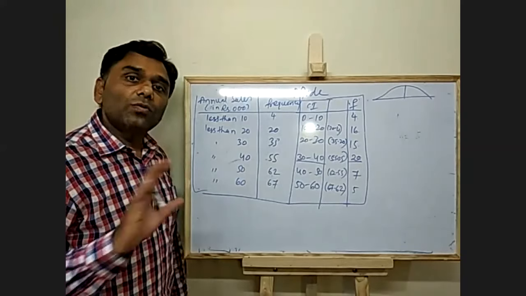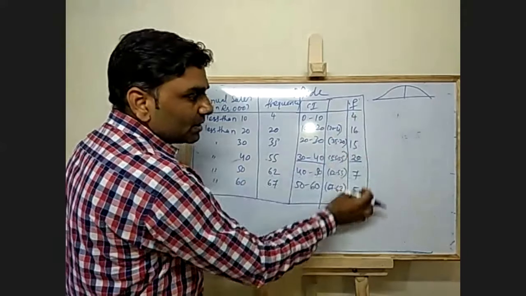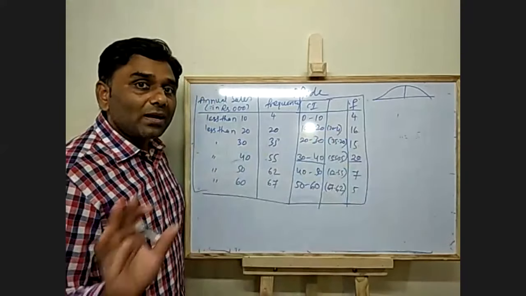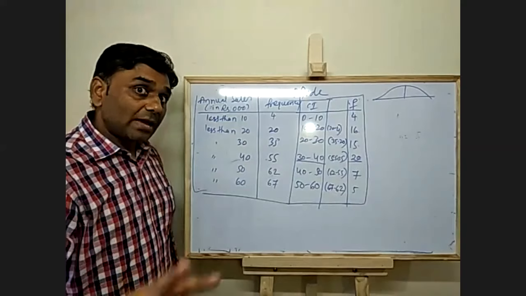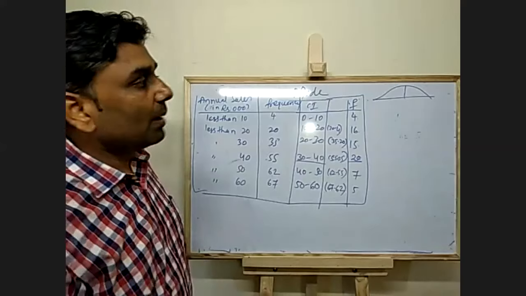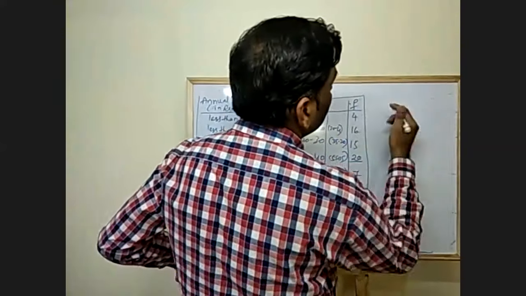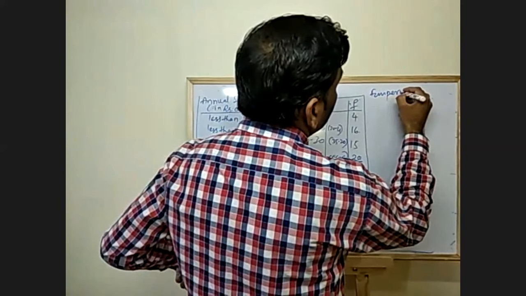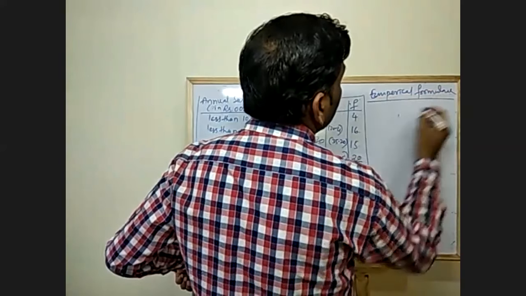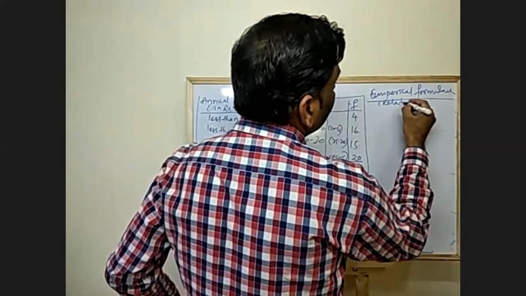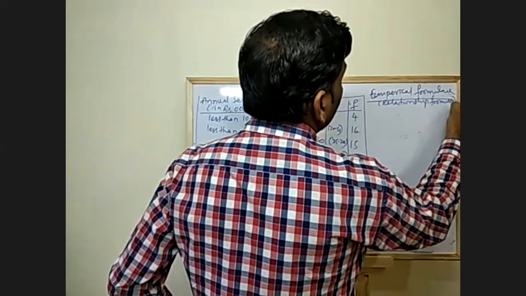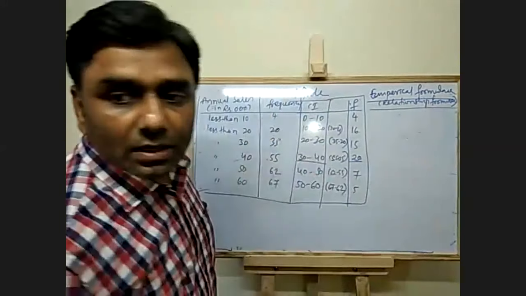So here I will not go for the grouped method. In grouped, there is only one mode, one class has the highest frequency, no other class. There is no bimodal data. No two classes have the same highest frequency. So directly I will go for the empirical formula. Empirical formula, or relationship formula. Okay. So relationship formula. So here what can I do?